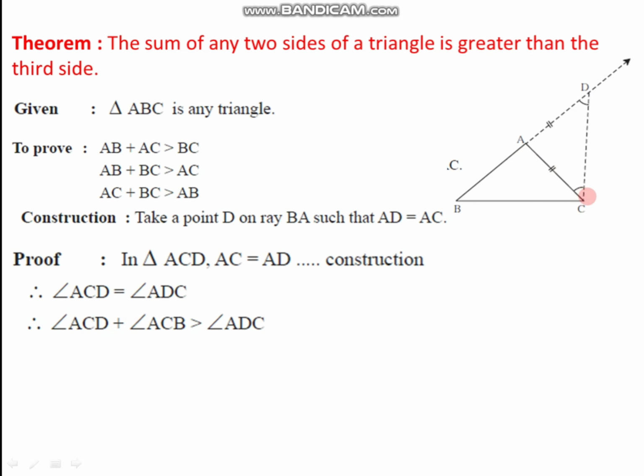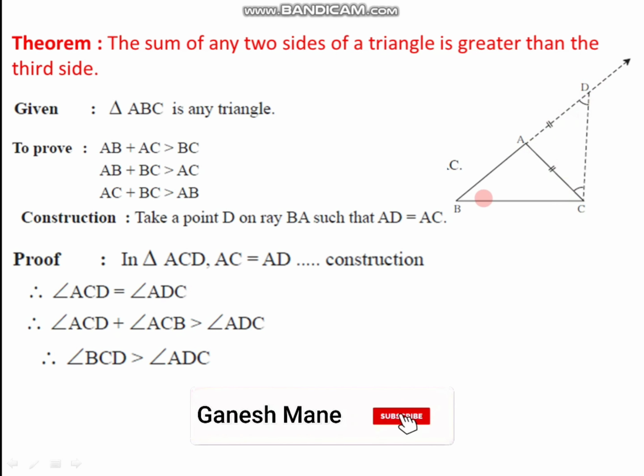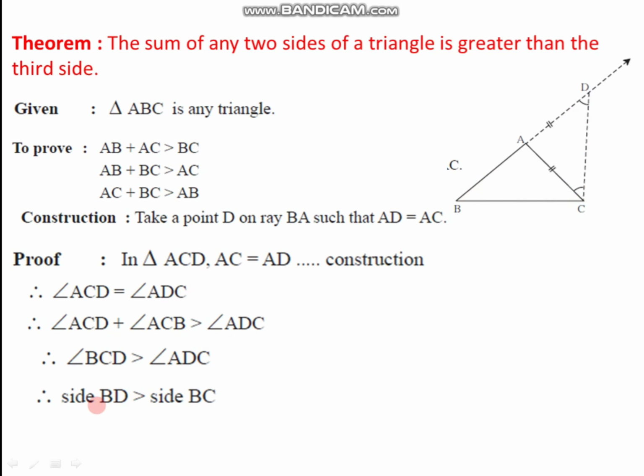Now if we see in the diagram, if we add angle ACD and angle ACB, we get angle BCD. So here angle BCD is greater than angle ADC. For triangle BCD, we have proved that the measure of angle BCD is greater than the measure of angle ADC, which we can also name as angle BDC. And we have proved that in any triangle, if two angles are not congruent, then the side opposite to the greater angle is greater than the side opposite to the smaller angle. Since angle BCD is greater than angle BDC, the side opposite to angle BCD, which is BD, must be greater than the side opposite to angle BDC, which is BC. That's why we have this relation: side BD is greater than side BC.